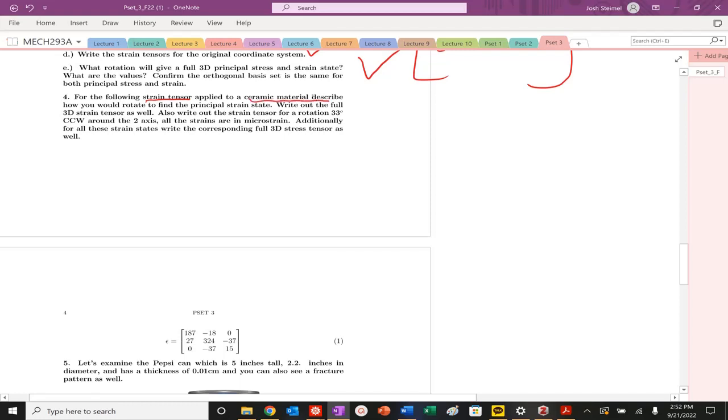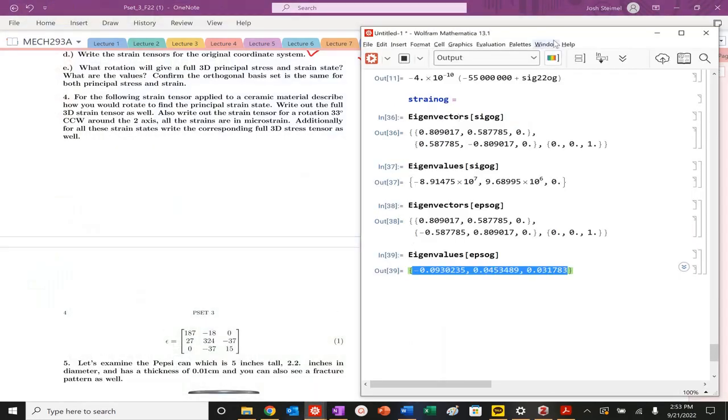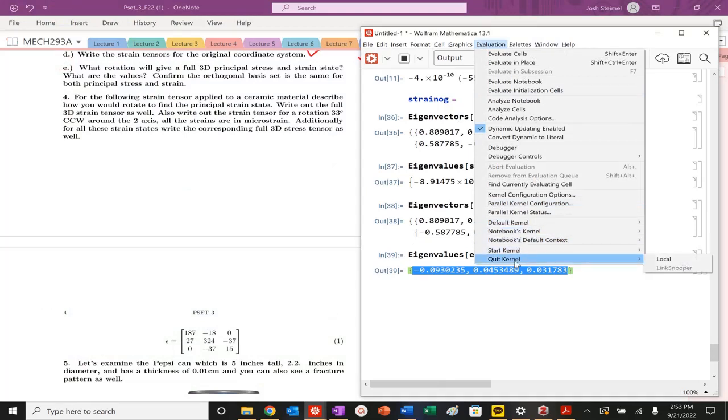So now we can look at essentially the strain tensor for this problem for a ceramic material, and basically how we would rotate to get to our principal stress state. So let's go ahead and take a look at how we want to solve this problem here. We could write out the full 3D stress tensor, and we want to write out a strain tensor for an additional 33 degrees clockwise rotation. So ceramic, 300 times 10 to the 9 pascals, Poisson's ratio equals 0.2, full 3D strain tensor as well for 33 degree clockwise rotation around the 2-axis, microstrains.